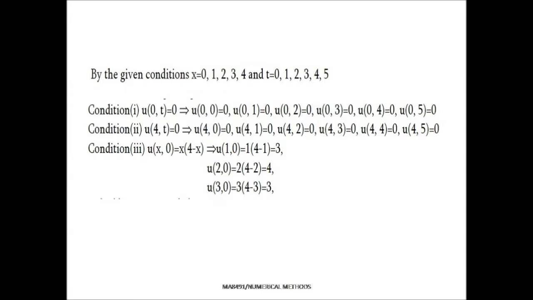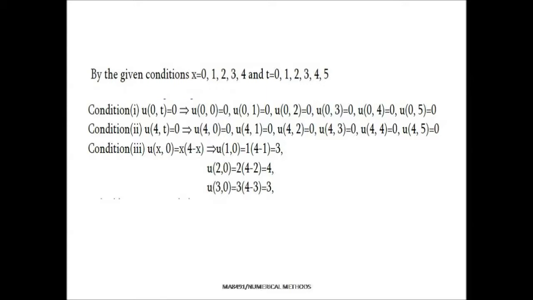Now see the conditions. We know that x starts from 0 and ends at 4, and h is our interval. By substituting our h, we can know that there are 4 intervals, therefore x is equal to 0, 1, 2, 3 and 4. Similarly, they have mentioned the time t, which has 5 seconds. So by calculating our k, which is 1, we can divide your t as 0, 1, 2, 3, 4 and 5.